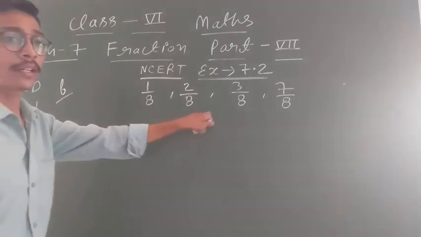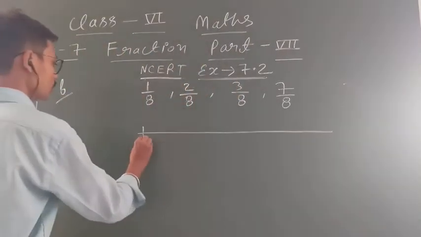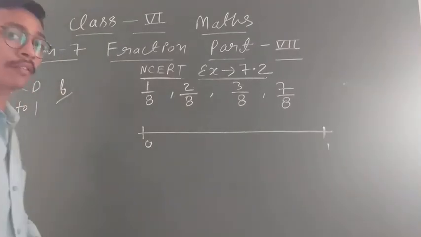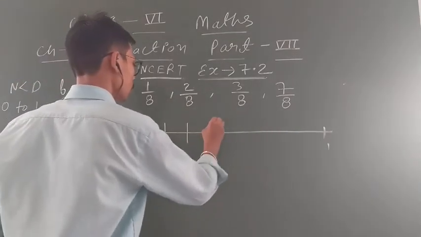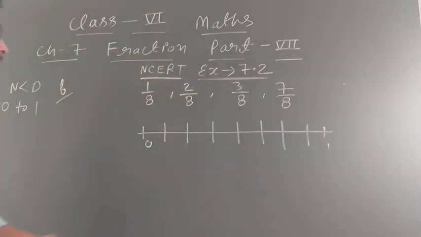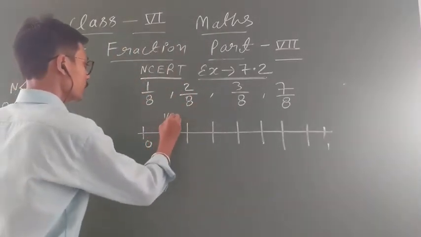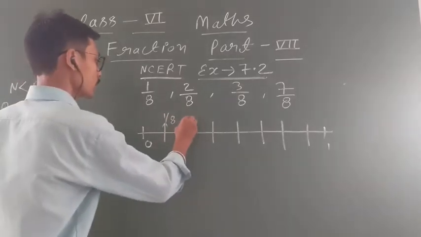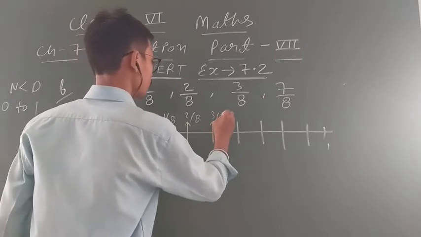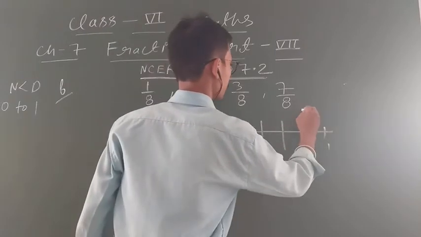8 parts are given, student. It means you have to divide into 7 equal parts. You will divide 0 to 1 into 7 equal parts, because 8 is given, so one less part: 1, 2, 3, 4, 5, 6, 7. You will divide into 7 equal parts, student. The 8th part is the number itself. Now, the first part is 1 upon 8, so write down 1 upon 8. The second part is 2 upon 8, write down 2 upon 8. The third part is 3 upon 8, write down 3 upon 8. Fourth part, fifth part, sixth part, 7. This is 7 upon 8.